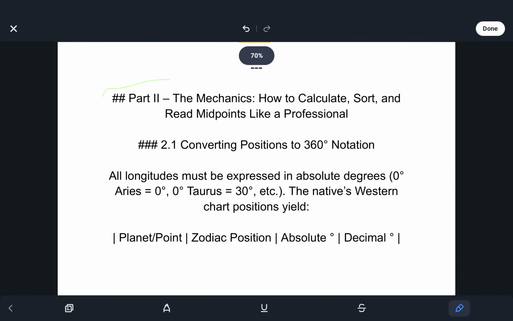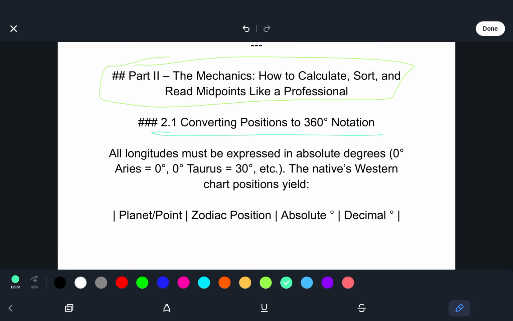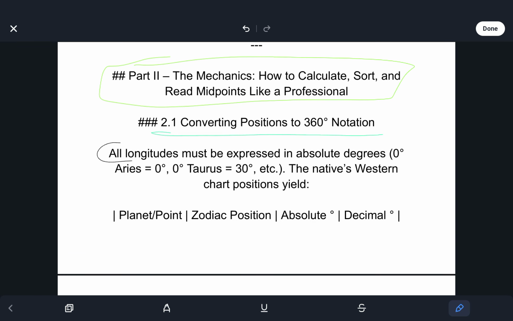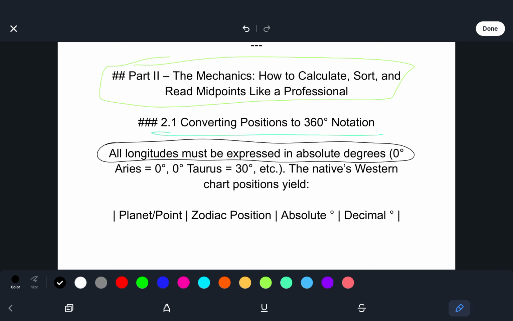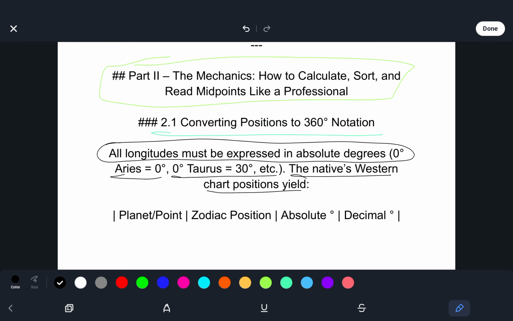Part 2, let's talk about the mechanics of it. How to calculate, sort, and read midpoints like a professional, converting positions to 360 degrees notation. First of all, longitudes must be expressed in absolute degrees, like 0 degrees Aries equals 0 degrees, 0 degrees Taurus equals 30 degrees, etc. The native Western chart positions yield the following, and I'll show you a table.